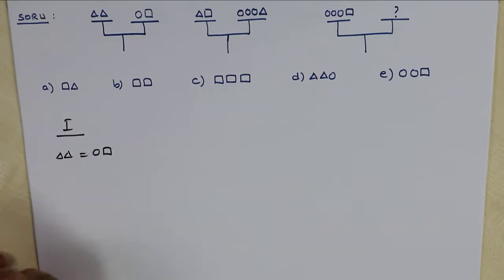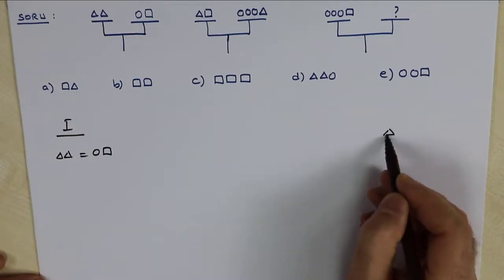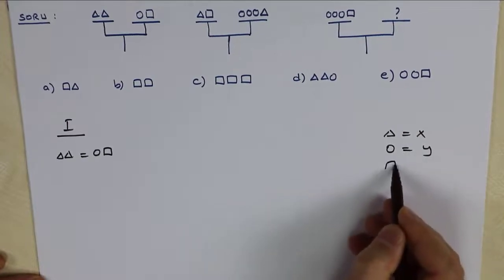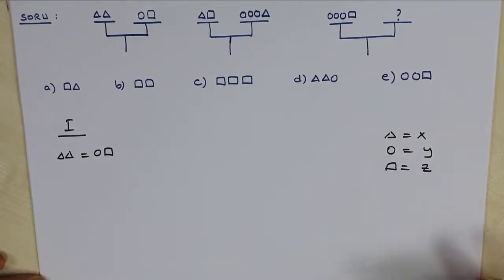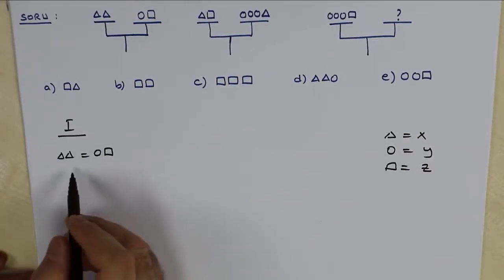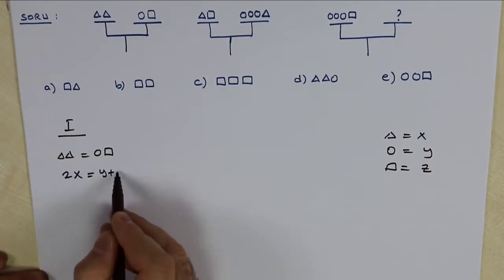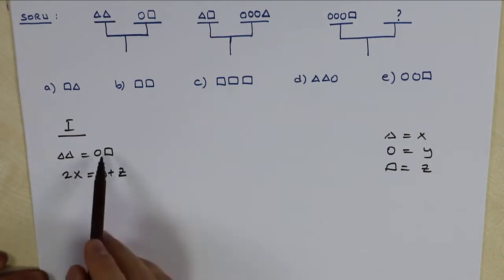If we replace these diagrams or figures by variables, it will be easy. So let's say the triangle equals x, the circle equals y, and the square equals z. So according to this, 2x equals y plus z. Here it is not multiplication. We do not say a circle times a square. It is actually a summation.